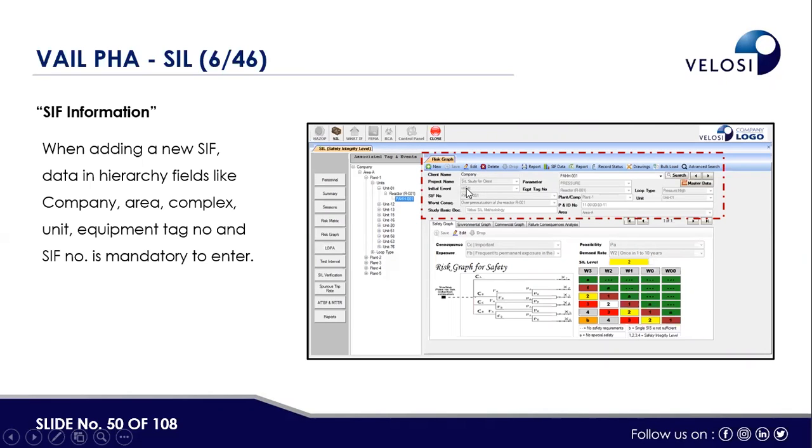We can edit this information regarding the particular SIF. For example, what is the parameter? What is the equipment tag number in which that SIF is installed? What is the SIF tag number? We can search that SIF tag number in the search bar as well. And then what will be the worst consequence if the SIF fails? And what is the study basis which we are following? And what is the PNID number in which that SIF is marked or present?